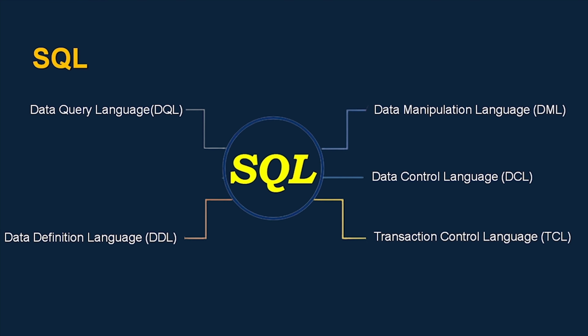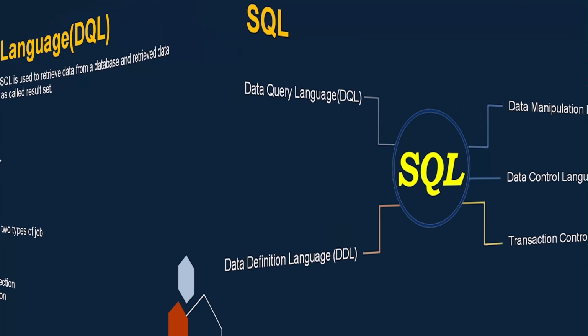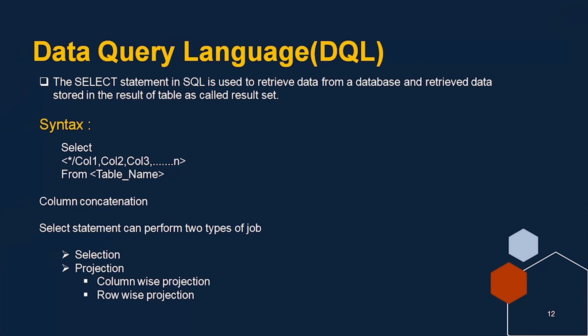Let's first understand the first sub-language, Data Query Language, which we can also call DQL. DQL is used to retrieve data from a database. The select statement belongs to the DQL sub-language. The select statement in SQL is used to retrieve data from a database, and the retrieved data is stored in a result table. It's called a result set. Now we have understood what is DQL.